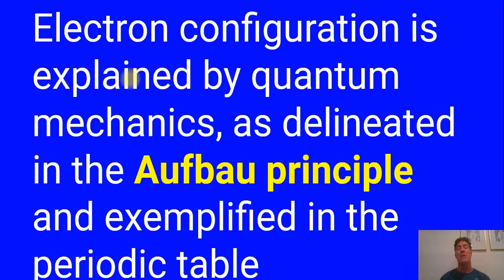So electron configuration is explained by quantum mechanics, which happily we don't get into at any depth. We certainly don't get into any mathematical descriptions of quantum mechanics, happily. But it's delineated in the Aufbau principle and exemplified in the periodic table. So electronic configuration is what makes elements the way that they are and makes them work the way that they do, and it allows us to classify them in these repeating patterns in the periodic table.